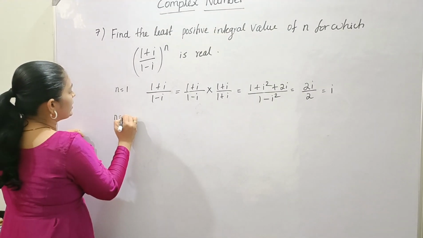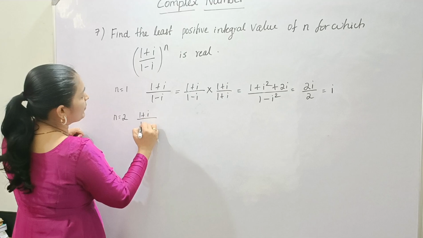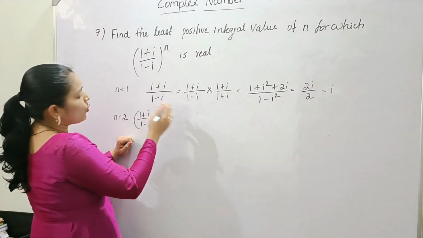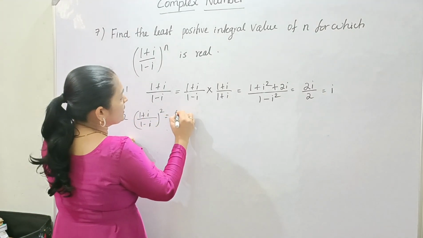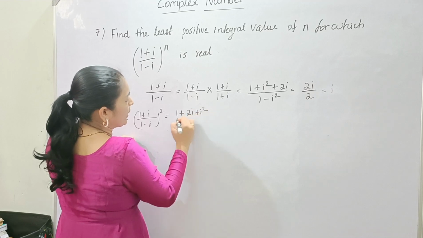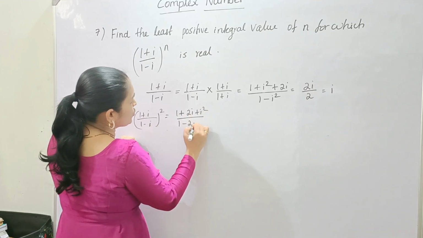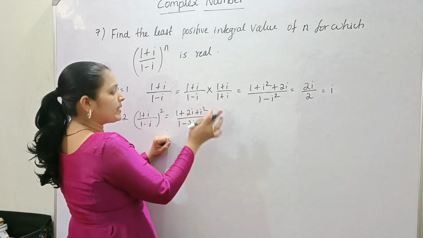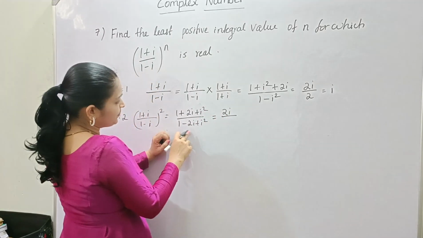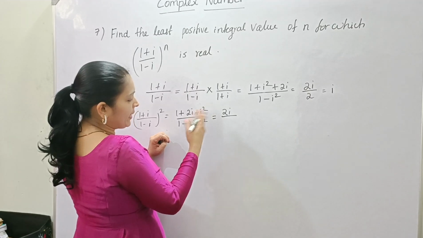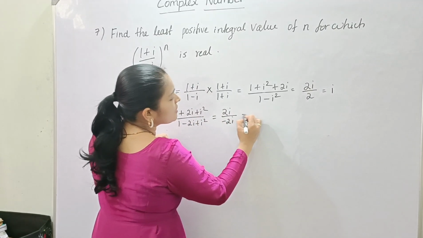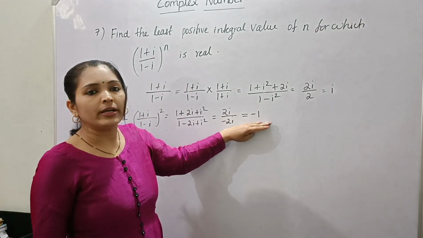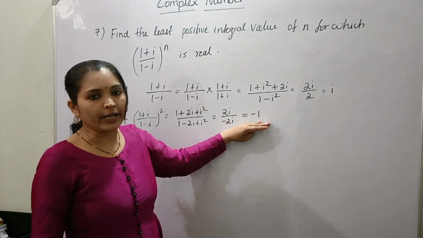What about 2? When n is equal to 2, (1 plus i) divided by (1 minus i), whole square. So first of all, let us expand this one. (1 plus i) whole square divided by (1 minus i) whole square, that is 1 plus 2i plus i square divided by 1 minus 2i plus i square, right? Here 1 plus i square, i square is minus 1, that is cancelled. So 2i divided by 1, here also i square is minus 1, that is cancelled. So minus 2i, so here 2i cancelled, only minus 1 remained. So here we have got minus 1, it's a real number, right?